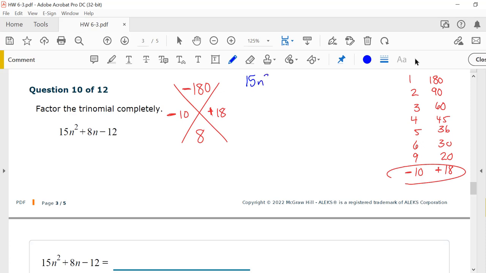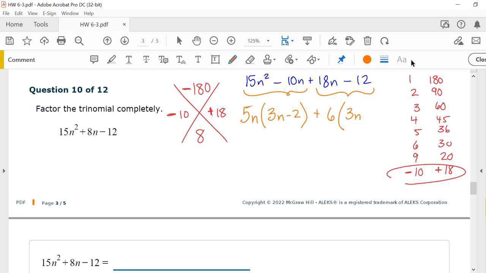15n squared minus 10n plus 18n minus 12. Factor the first two, factor the last two. I can pull out a 5n. I'm left with 3n minus 2. I can pull out a 6, and I'm left with 3n minus 2. So I can pull out a 3n minus 2, and I'm left with 5n plus 6.